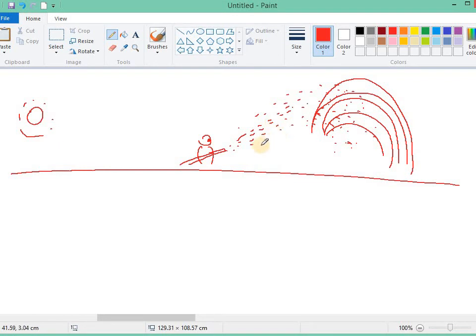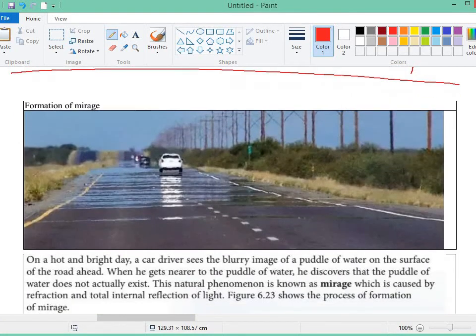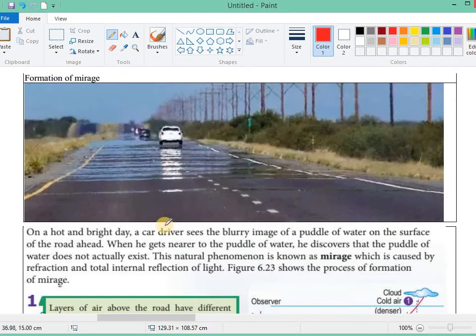Okay, get the idea? This one is formation of mirage. On a hot and bright day, a car driver sees the blurry image of a puddle of water. It looks like this. I'm sure maybe you have also seen this before. An image of a puddle of water on the surface of the road ahead. When he gets nearer to the puddle of water, he discovers that the puddle of water does not actually exist. This natural phenomenon is known as mirage, which is caused by refraction and total internal reflection of light.